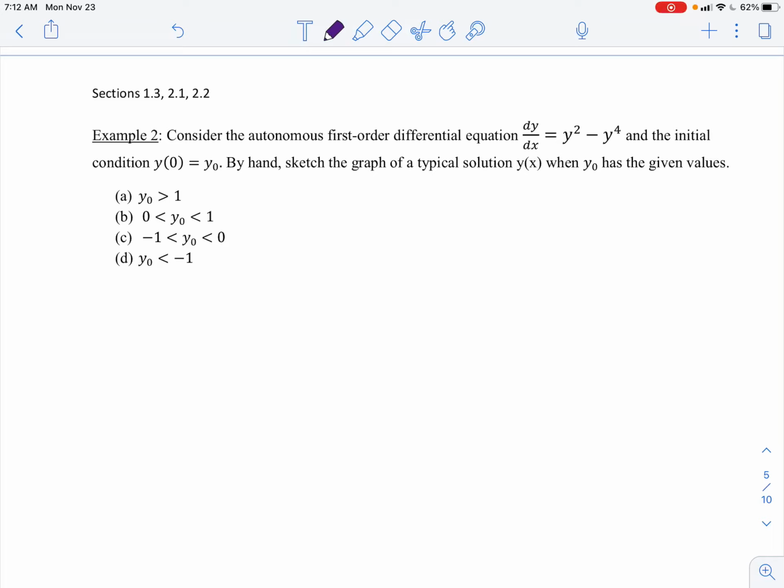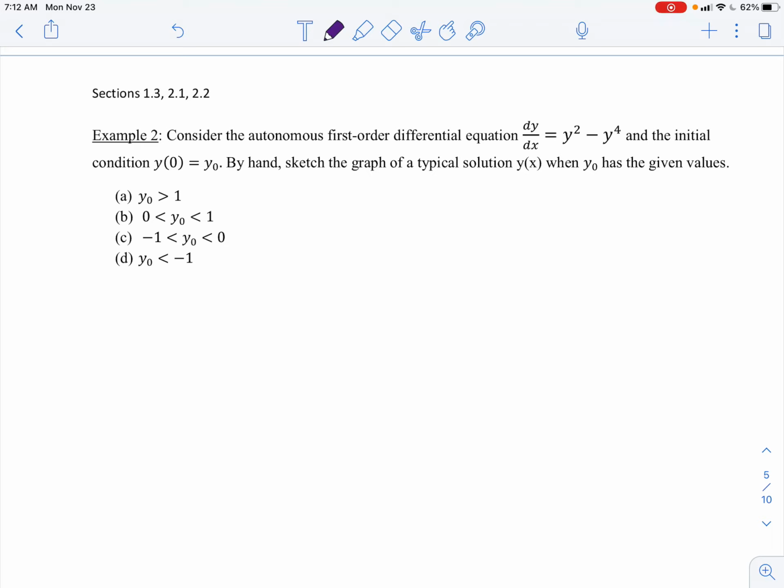Welcome to page 2. Now what we're going to do is graph a direction field, a slope field, given an autonomous first order differential equation. When we do these by hand, they're actually not going to be that difficult because our differential equations are all pretty much depending on y.